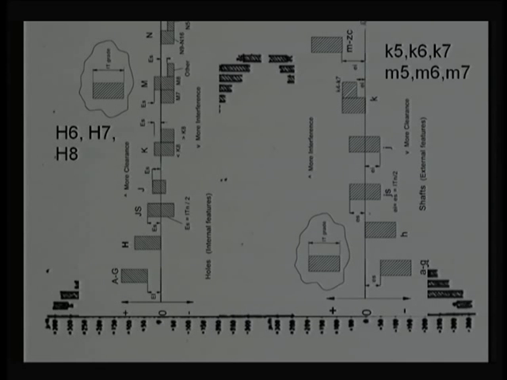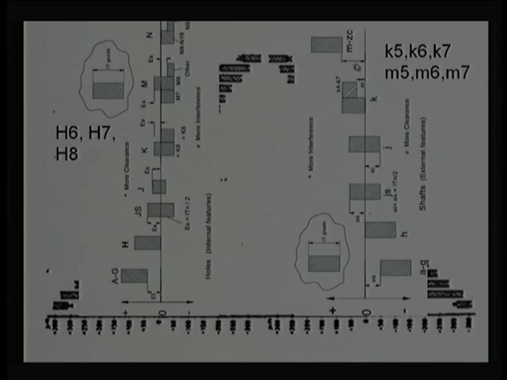Similarly, what we talk about for the shaft is K5, K6, K7. K5, K6, K7 will come somewhere here in this range naturally. So what we are going to get is an interference fit between the bearing bore and the shaft. And because of the heavy load, we want to increase that interference.